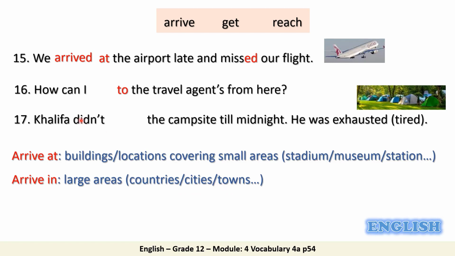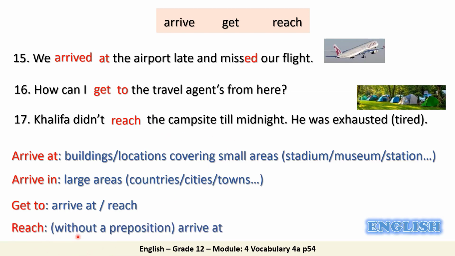How about number 16? The verb used with to is, right, is get. How can I get to the travel agents from here? Get to means arrive at or reach without any preposition. Number 17, Khalifa didn't exactly reach, no preposition right here. He didn't reach the campsite till midnight, he was exhausted. So reach means arrive at, but without any prepositions.